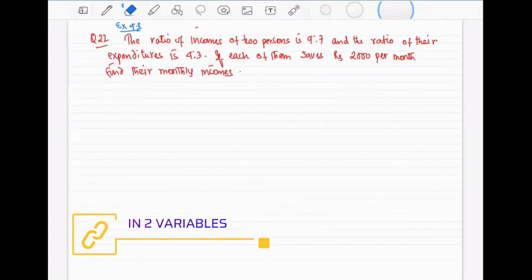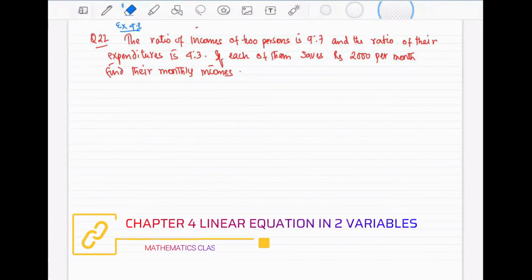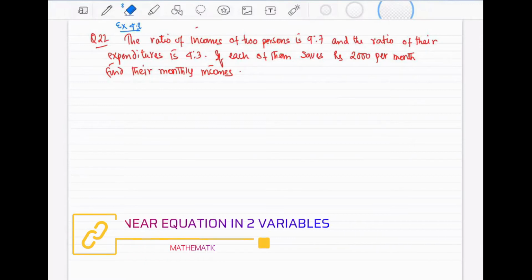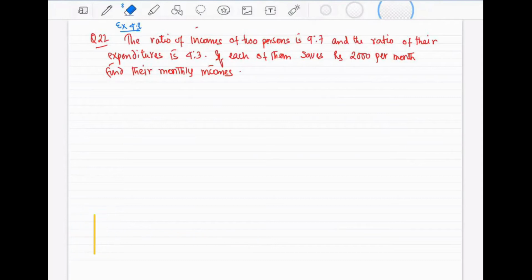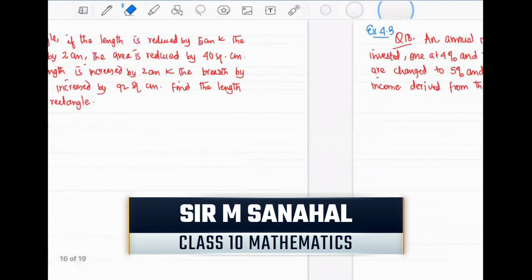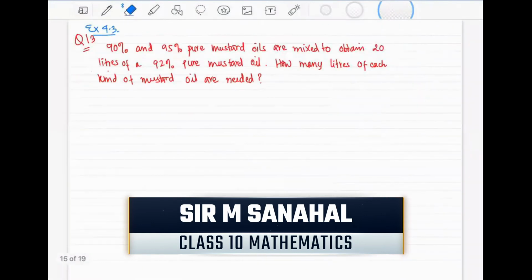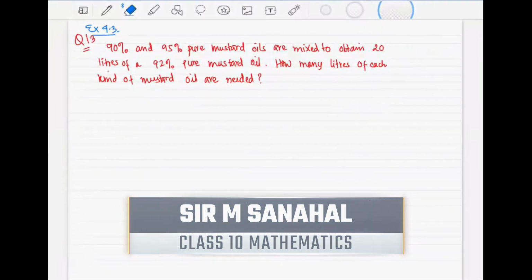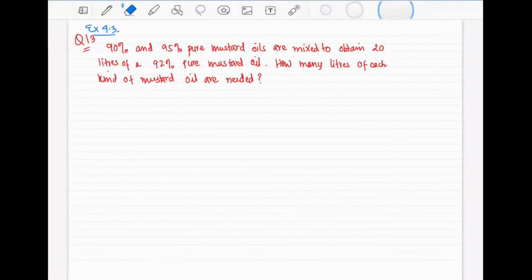Hello, students. This is your pair of linear equations in two variables, part 7. So we are finally coming to an end of the chapter. We will take up some really important questions from your exercise 4.3. We have done until question number 12, I believe, in the last class. So I'm taking up 5 more questions from your exercise 4.3.